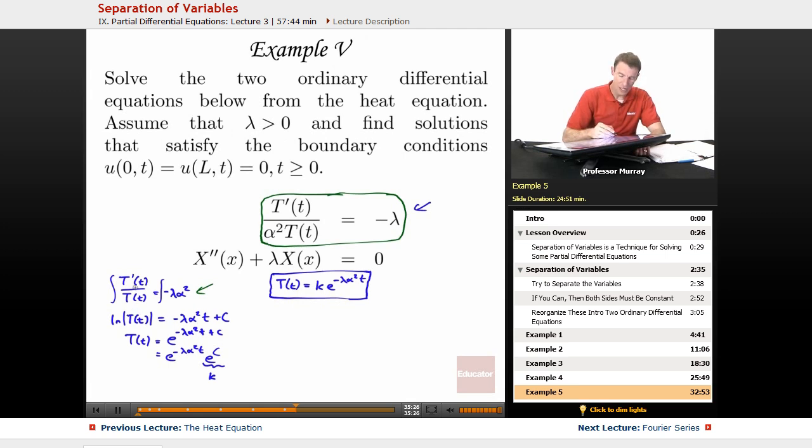Key observation here is that the derivative of natural log of T would be 1 over T times its derivative. So the integral of T'(t) over T(t) is very easy. It's just natural log of capital T(t). Integrate the right-hand side. Since we're integrating with respect to t, I just get negative lambda alpha squared times t plus a constant. Remember, it's very important to add a constant when you're integrating.